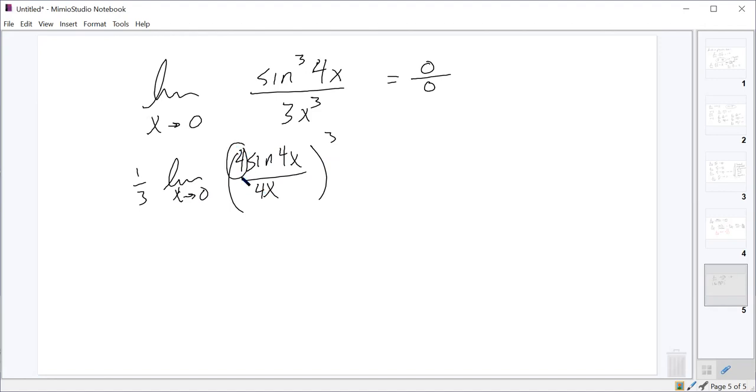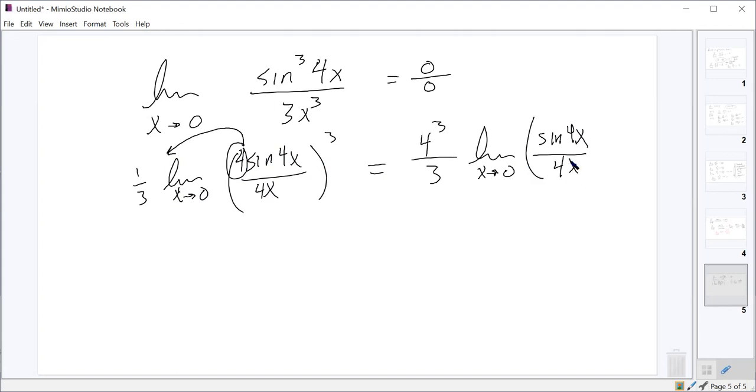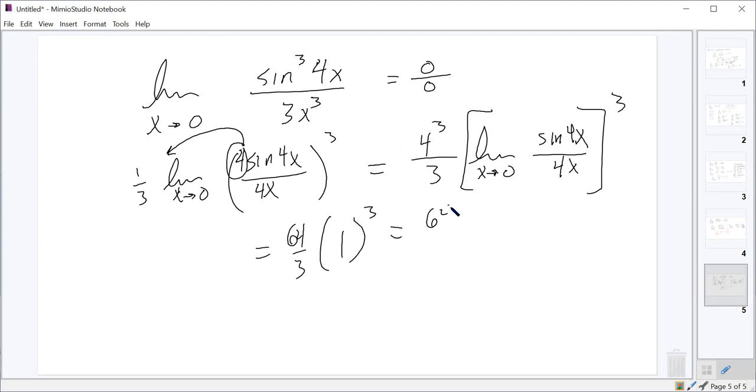So I'll put the 4 in the denominator, the 4 in the numerator, pull the 4 out, which when you pull it out becomes a 4 cubed. And you end up with 4 cubed times the limit as x approaches 0 of sine 4x over 4x, cubed. And we'll recognize that we can, in fact, I'll do it right now, pull that cubed outside of the limit as one of our rules. So this ends up being 64/3 times 1 cubed, or just 64/3.